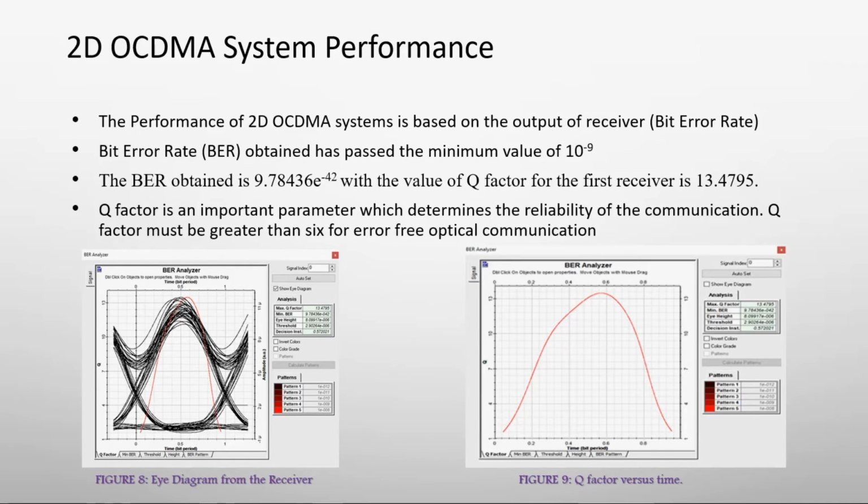The BER obtained for the first receiver is 9.78436 times 10 to the power of negative 42, with the value of the Q factor for the first receiver being 13.4795. Q factor is an important parameter which determines the reliability of the communication. Q factor must be greater than 6 for error-free optical communications. Figure 8 shows the eye diagram for the receiver, while figure 9 shows the Q factor versus time.